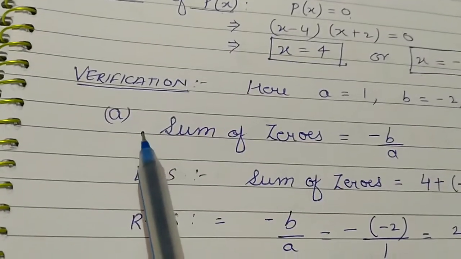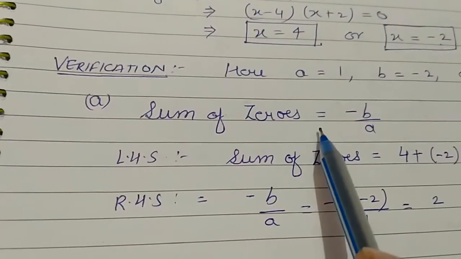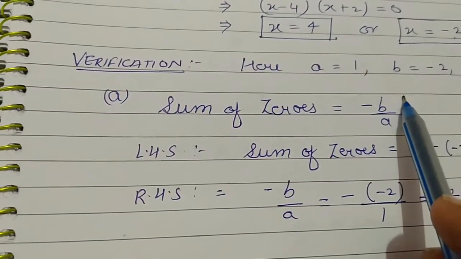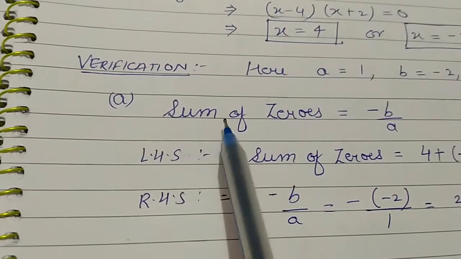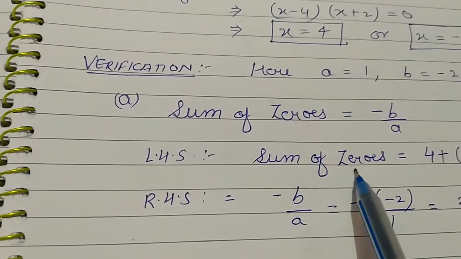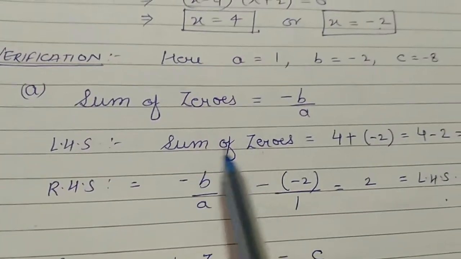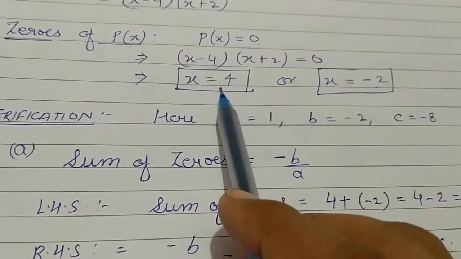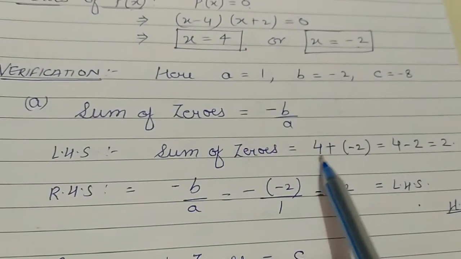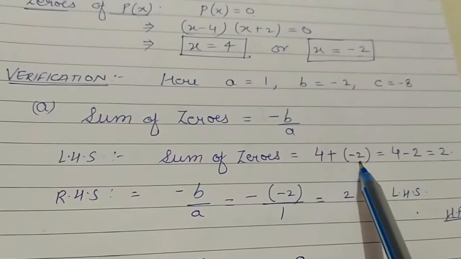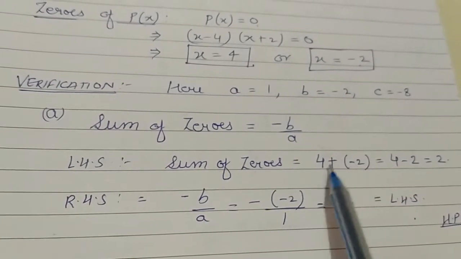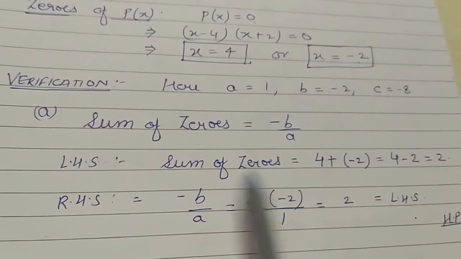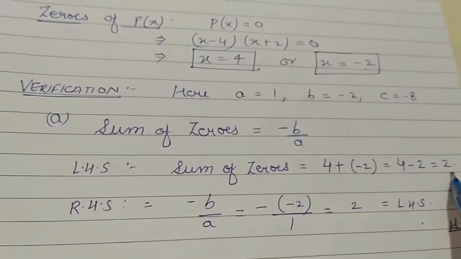Now the first relation is sum of zeros is equal to minus b by a. We have to verify this relation, so we shall take the left hand side of this relation, which is equal to sum of zeros, and for the sum of zeros, we have to add these two zeros, 4 plus, and the second zero is minus 2, and the sum of these two zeros is equal to 2. That means left hand side is equal to 2.